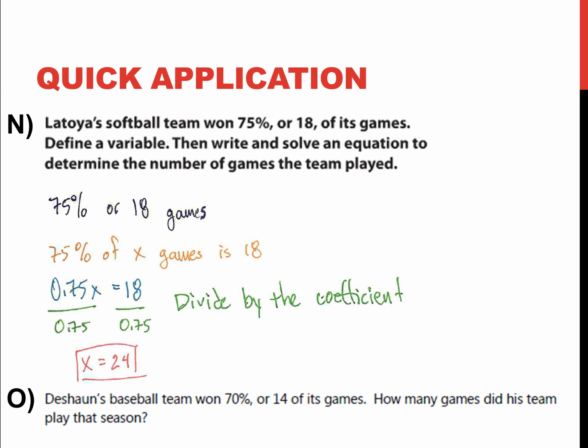Sweet. So example O, which is on your own, is for Deshaun's baseball team, who won 70%, or 14 of its games. How many games did his team play in total that season? Go ahead and pause the video, complete example O, just like example N, and I'll be here when you get back.